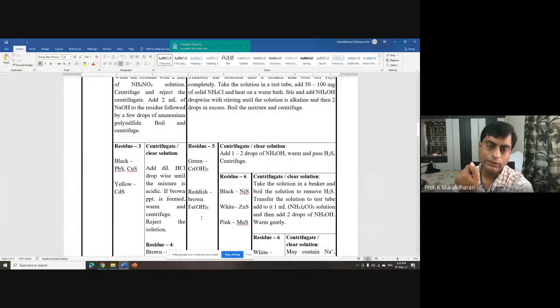If you get a green precipitate, you have chromium. If you get a brown precipitate, it means that iron is present in the solution. If you are not getting one, you don't have to worry about these two. If you get residue, you rename this residue as residue 5 and keep it separately.